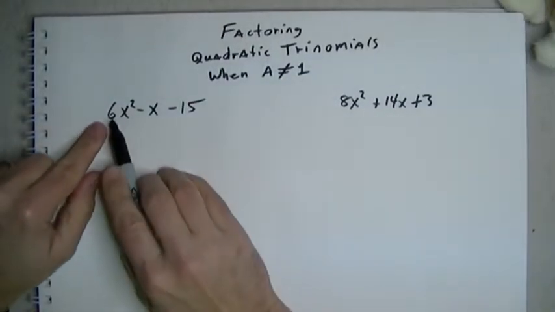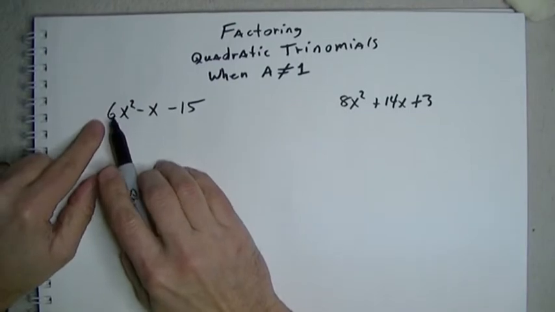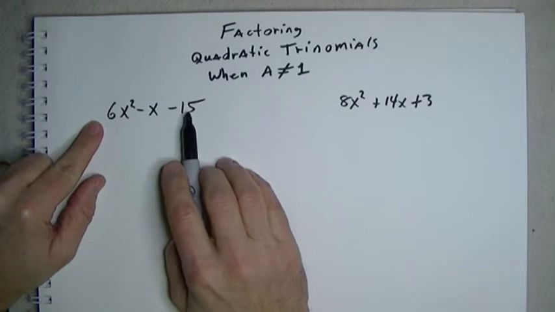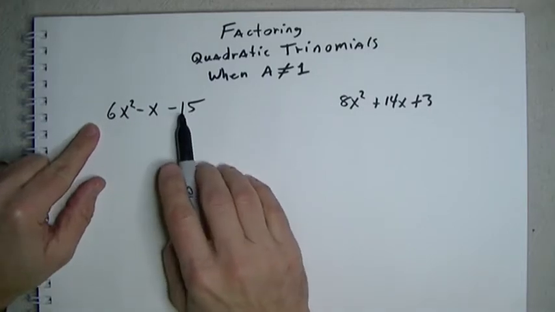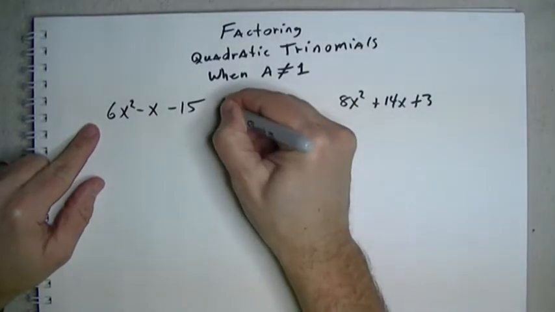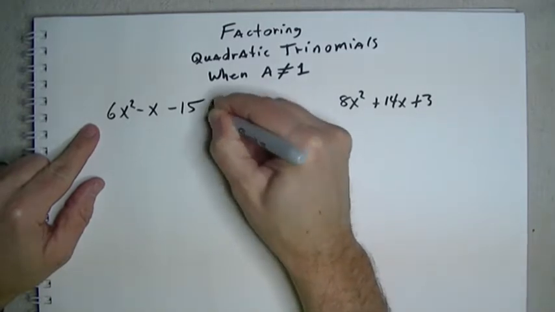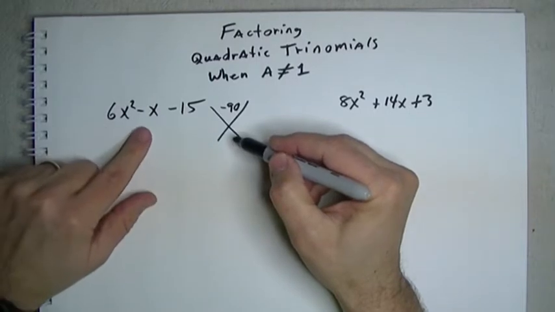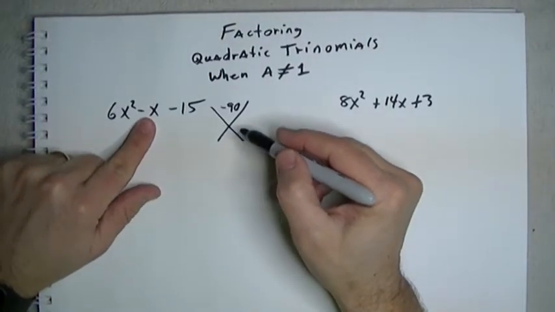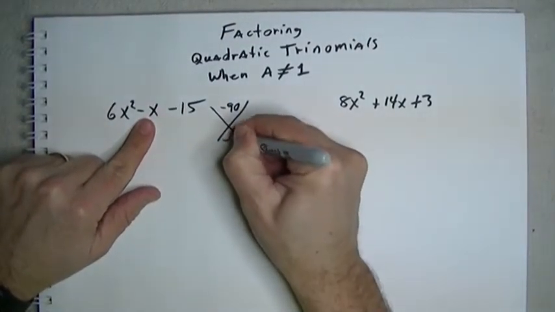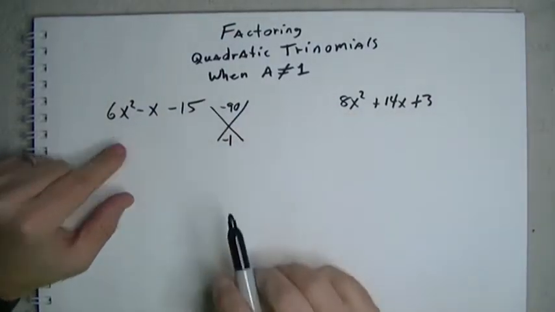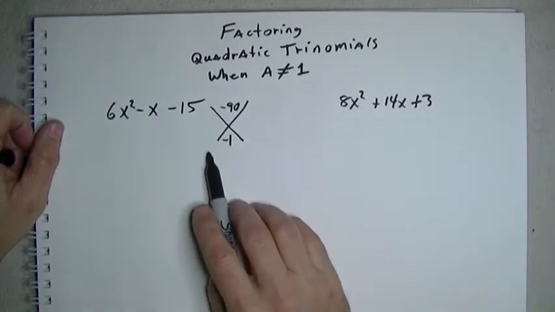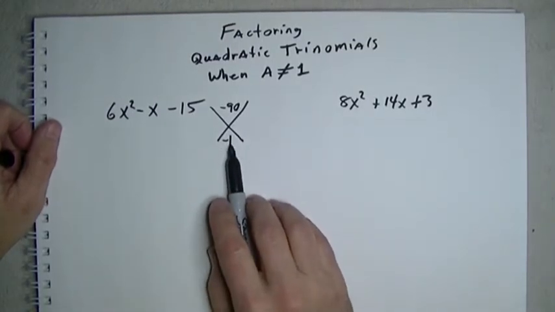You start by taking this leading coefficient, this thing that's different, and you multiply it by this constant term, negative 15. So 6 times negative 15, that should get you negative 90. Make your little crosshatch thing here. The middle term, the b term, is a negative 1. So what we're looking for are two magic numbers, two numbers that would multiply to negative 90, and when you add them, you'd get negative 1.